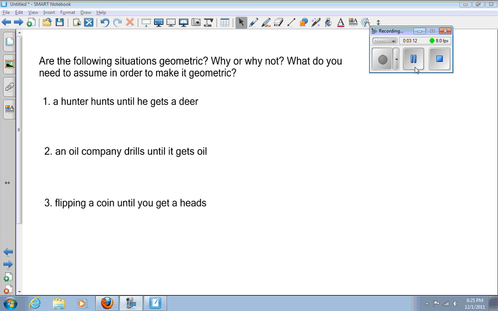Number three is the most straightforward. If we define a success as flipping heads, the flips are independent. The probability of flipping heads is the same each time, and it's either heads or not heads. In this case, heads or tails. So that one would definitely be geometric.